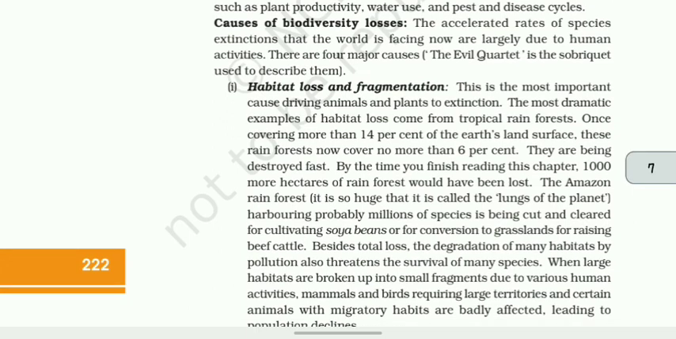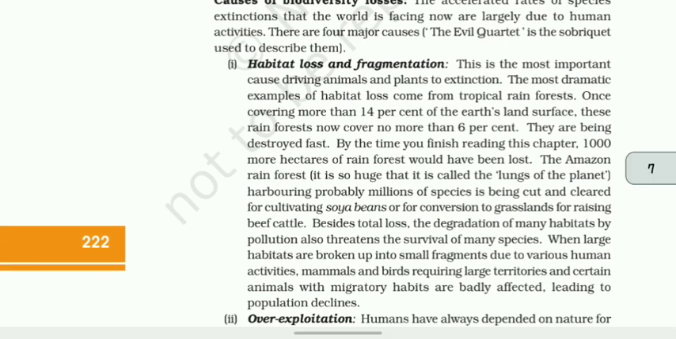Causes of biodiversity losses. The accelerated rates of species extinction that the world is facing now are largely due to human activities. There are 4 major causes. The evil quartet is the sobriquet used to describe them.